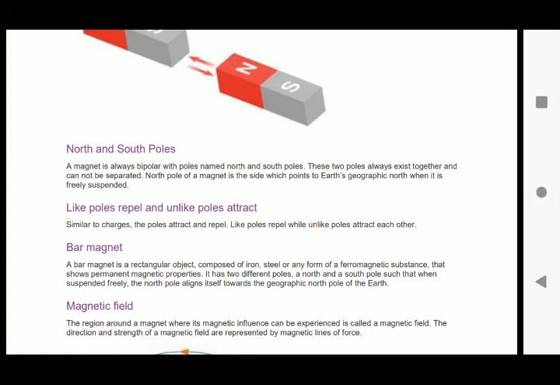What is magnetic effect of electric current? You know that a current carrying wire behaves like a magnet. That is, if you pass electric current through a conductor, it behaves like a magnet. We will prove this by performing an activity.